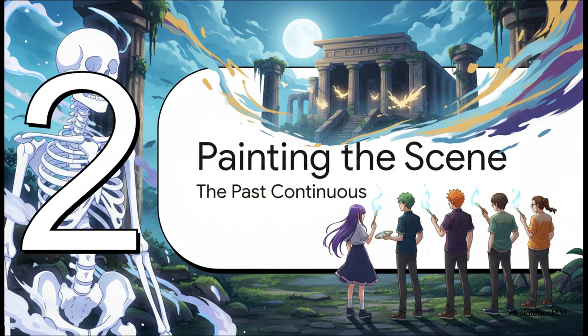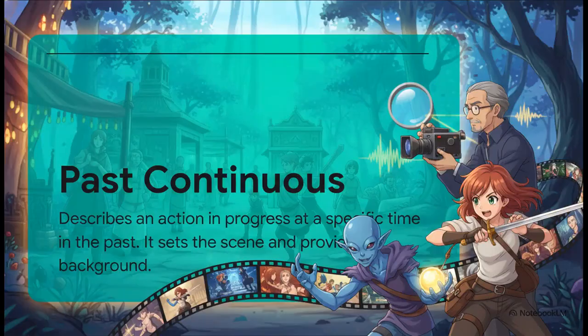But a skeleton on its own isn't a full story, is it? We need to add some flesh to those bones. We need atmosphere, we need background, and for that, we need our next tool, the past continuous. The past continuous is basically your story's background camera. It's not the main event, it's what was happening when the main events took place. It's what you use to paint the picture and create the world your story lives in.